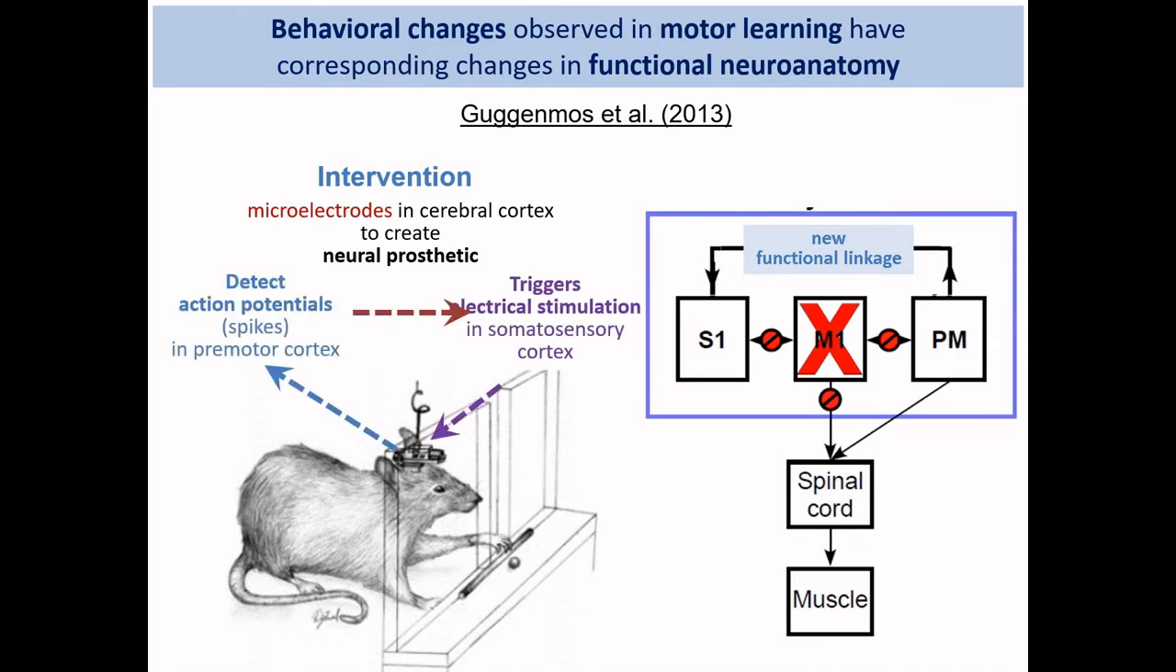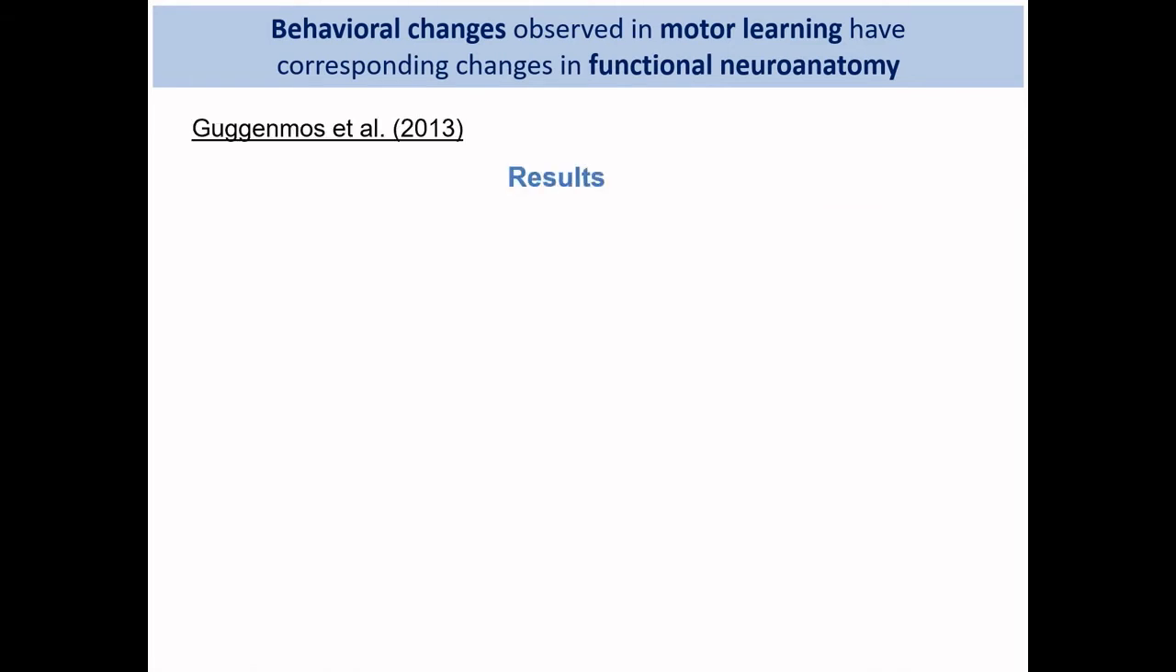This neural prosthetic uses one microelectrode that's implanted in the premotor cortex and another microelectrode that's implanted in the somatosensory cortex. The signal from the microelectrode implanted in the premotor cortex is analysed to detect action potentials. This measure of premotor cortex activity is then used to trigger the electrical stimulation of the somatosensory cortex. What we've done here in creating this linkage is connect the premotor cortex activity to somatosensory cortex activity. Now that we understand the design of this intervention, let's look at the outcome.